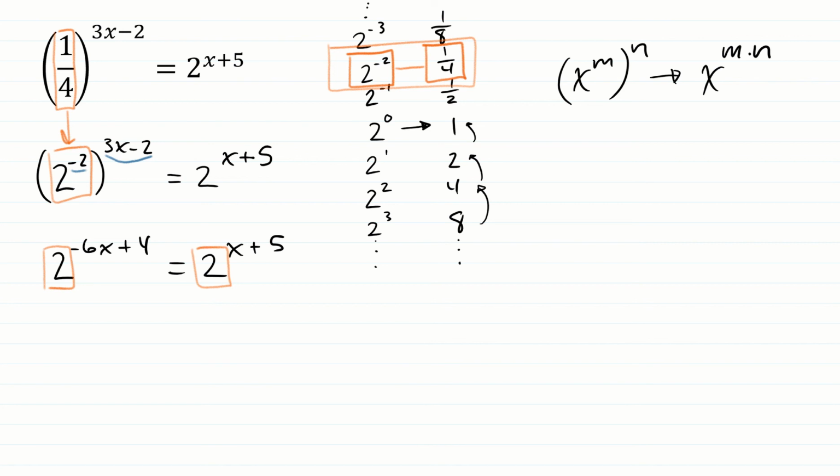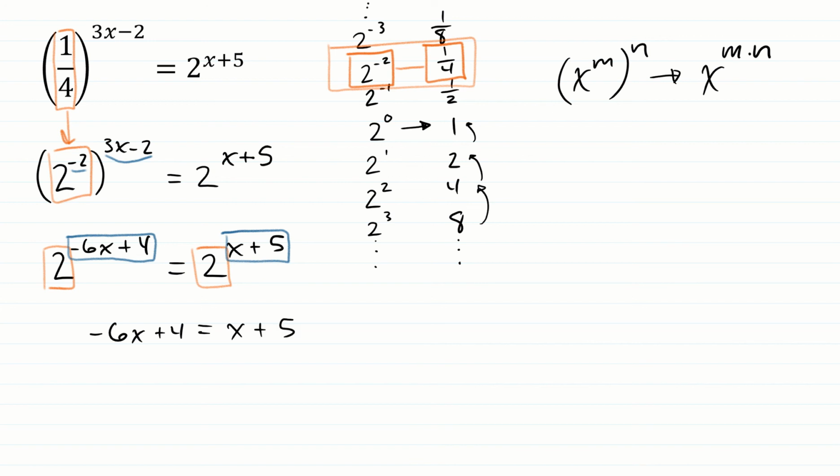And because in the equation I have the bases are both 2, I know that the only way that these are truly equal is if that exponent is equal to this exponent. So looking inside the exponents, I can say, let's solve this. This is going to become negative 6x plus 4 equals x plus 5.